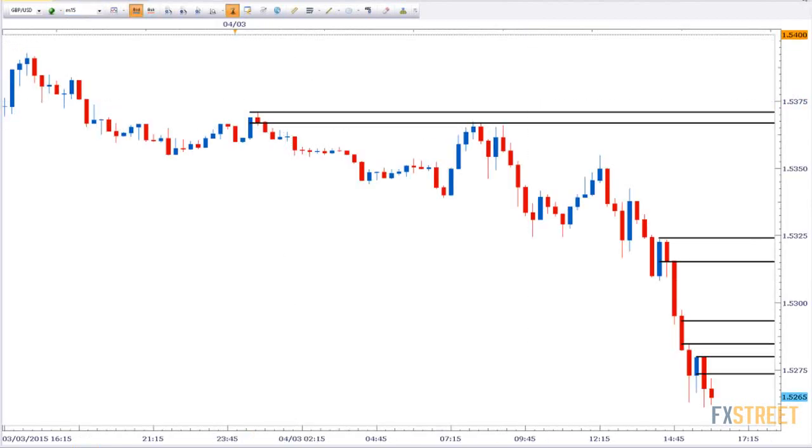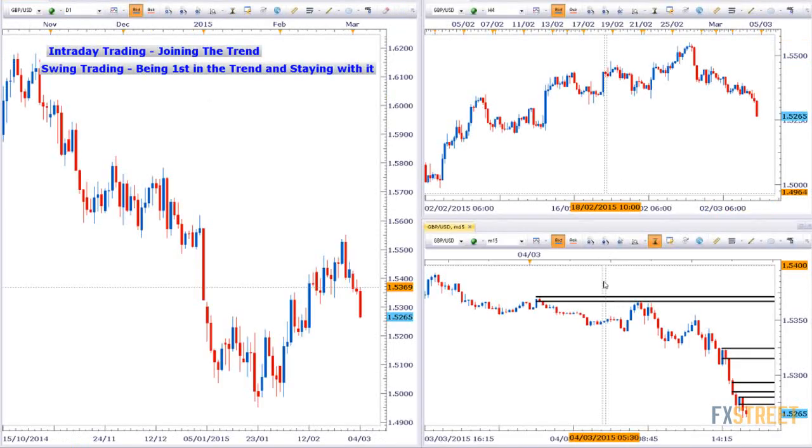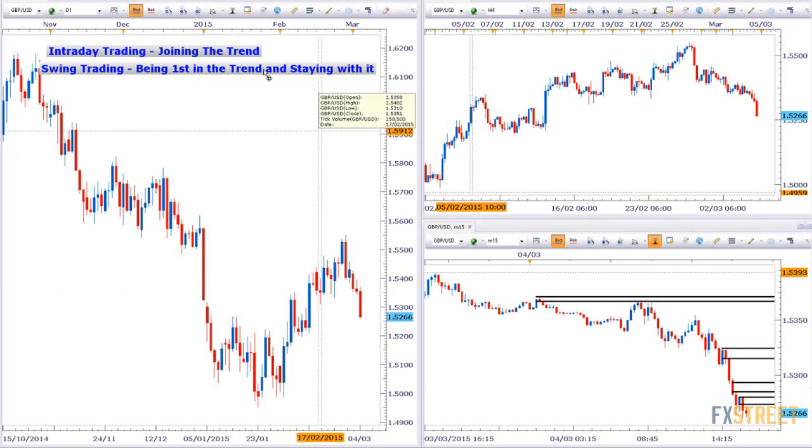So here's what we're going to look for. Here's a nice little technique on this. While you're going to have these opportunities to join the trend quite aggressively and get involved in the market, as intraday traders we have to make sure that we're not the last person to join the trend. Because if we're the last person to join the trend, we're going to be completely on the wrong side of the market. So what would I be looking out for?